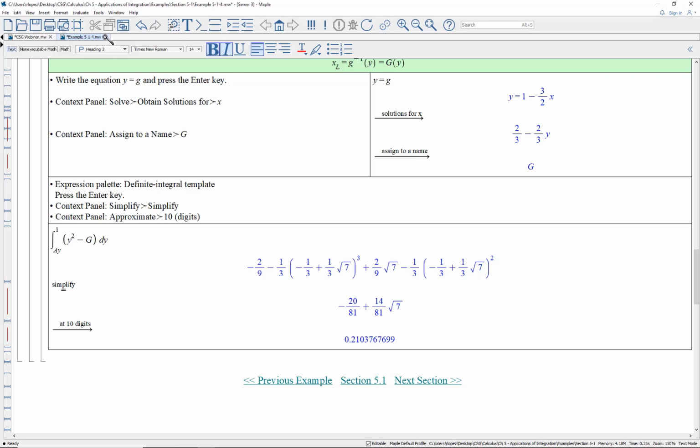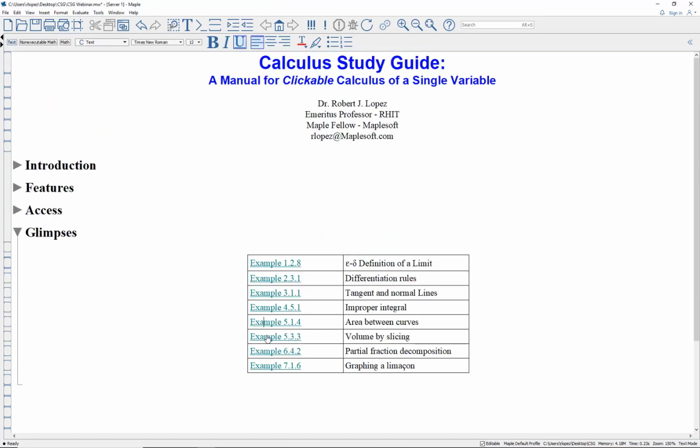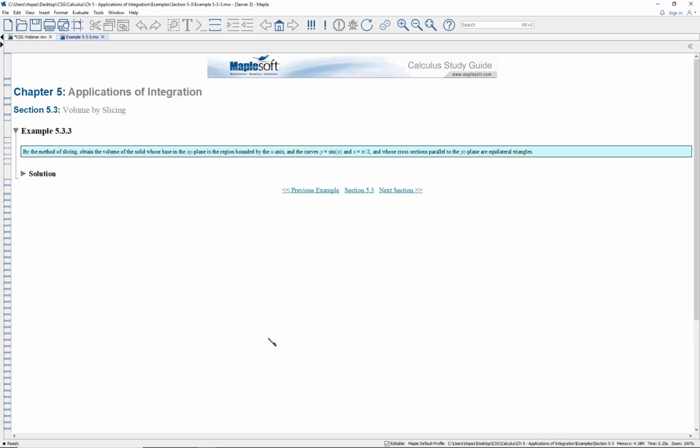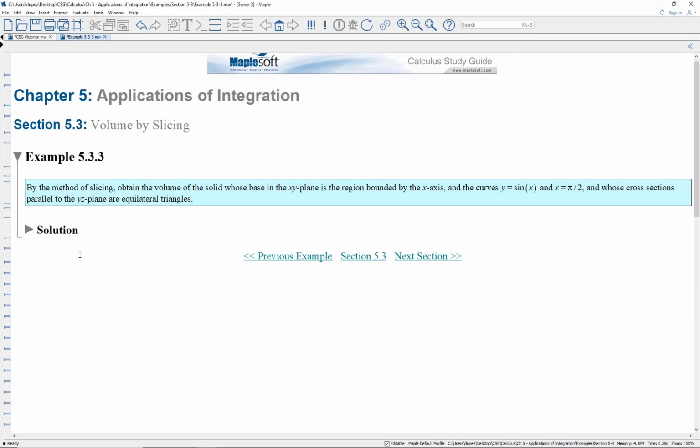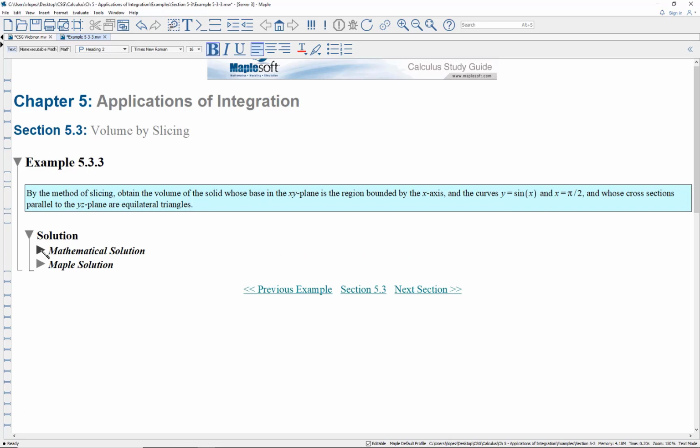Another application of integration, volume. Well, there's volume by revolution and there's volume by slicing. This is an example of volume by slicing, which I think is more difficult to visualize. So we have the volume of a solid whose base in the xy plane is the region bounded by the x-axis, the curves y equals sine x and x equals pi over 2. Cross sections parallel to the YZ plane are equilateral triangles.